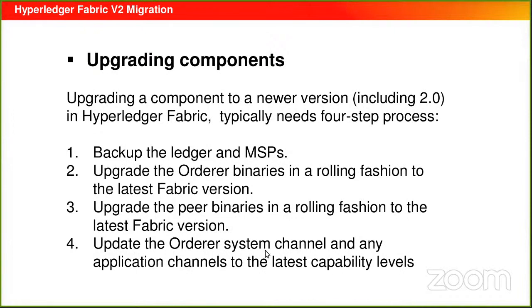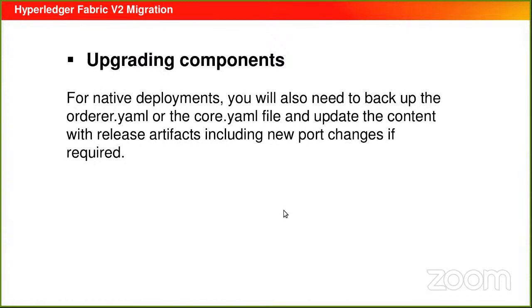Again, as always, keep the backup of the old versions, upgrade them, do good unit testing on that, make sure it works properly, and then deploy it. So for native deployment, you also need to back up the orderer.yaml file or the core.yaml. It's for the system channel file, and update the content with the release artifact, including the new port changes if needed.